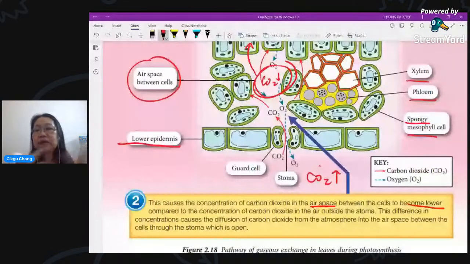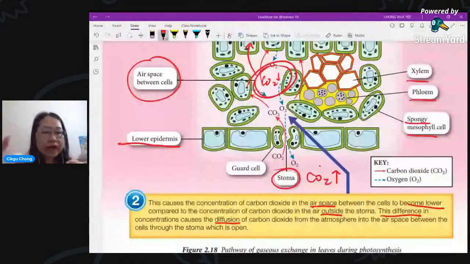So this difference between the inside and outside causes the diffusion of carbon dioxide from the atmosphere into the airspace between the cells, and it enters through the stoma, which is open. During the daytime, the stoma will be open because of the light intensity. When it's bright, the stoma will open. When it's at night, when it's not so bright, especially midnight, the stoma will become smaller. I mean, not smaller, it will actually close, but not 100%.